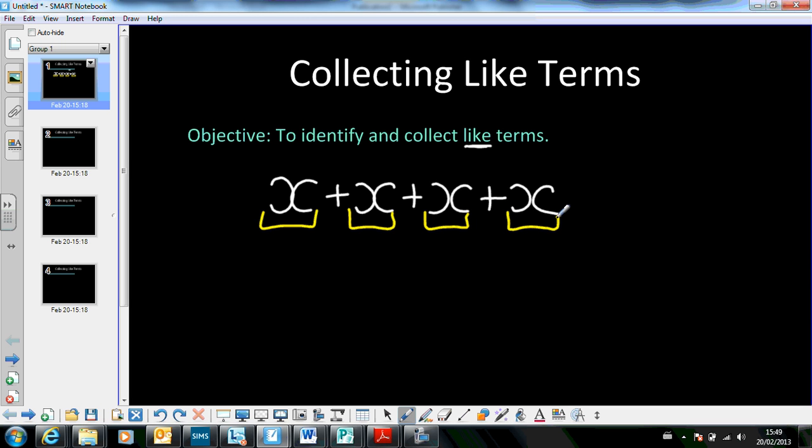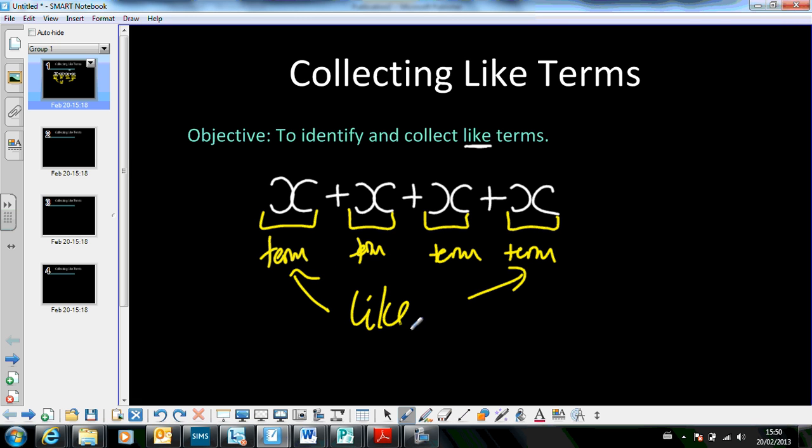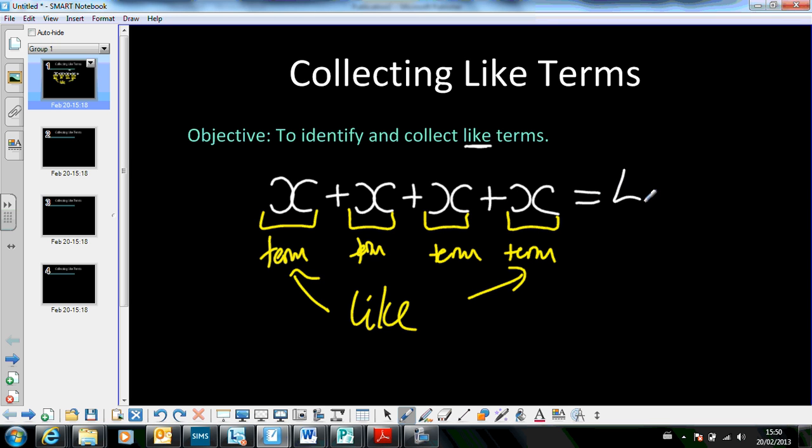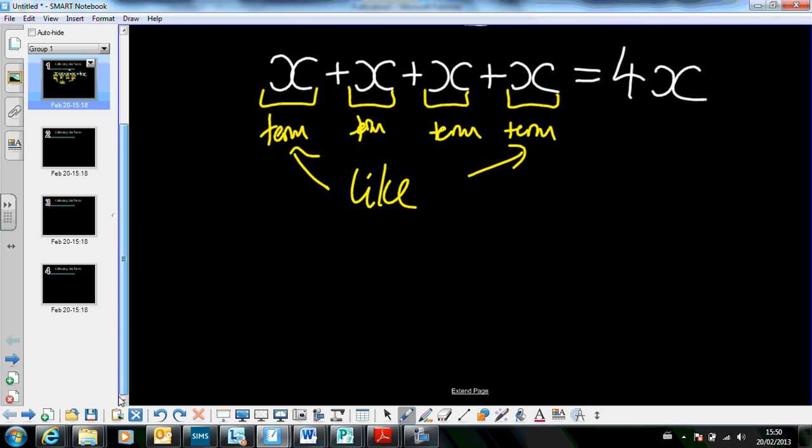So here there's 4 terms, each one of them is the same. That's a term, that's a term, that's a term, and that's a term. Each of these terms is like, and because of that, we can collect them all together. Because if you add the same number 4 times, you get 4 lots of it. Nothing revolutionary there, something we should all be very comfortable with.